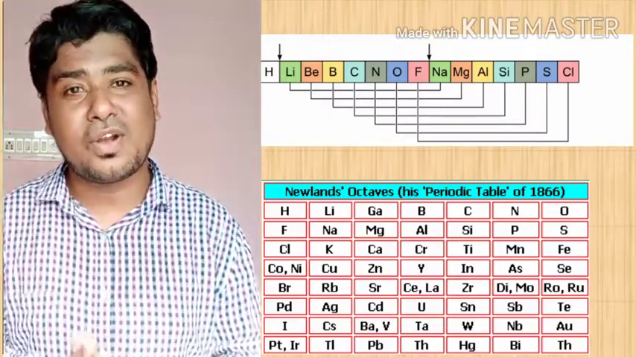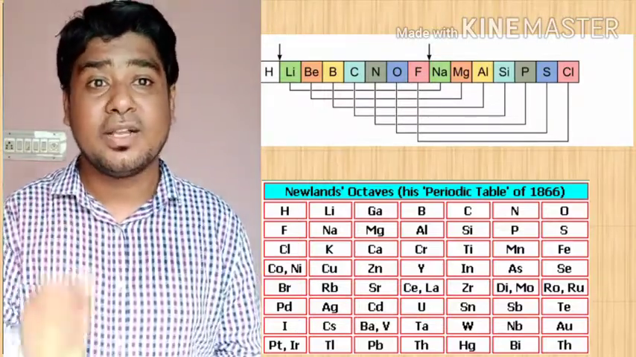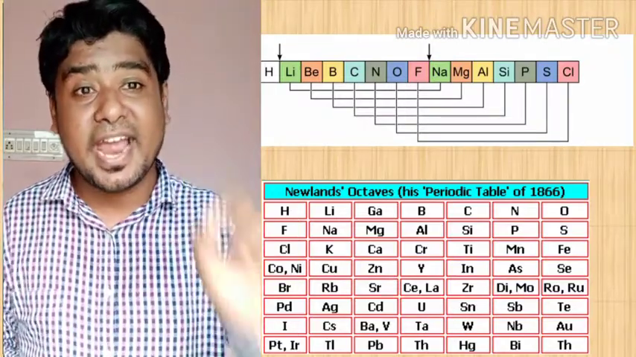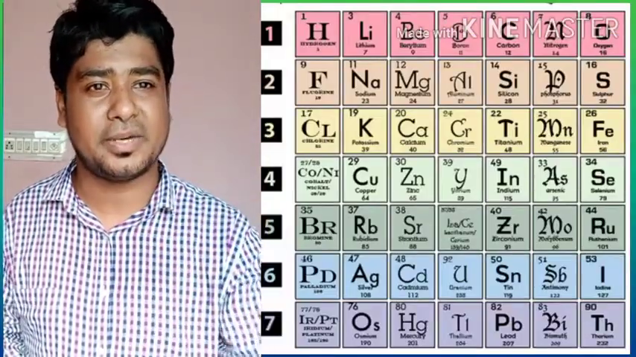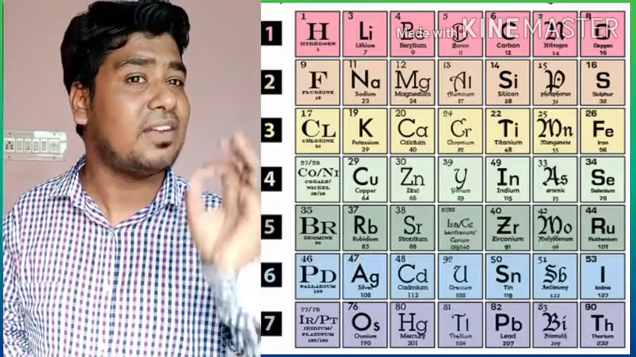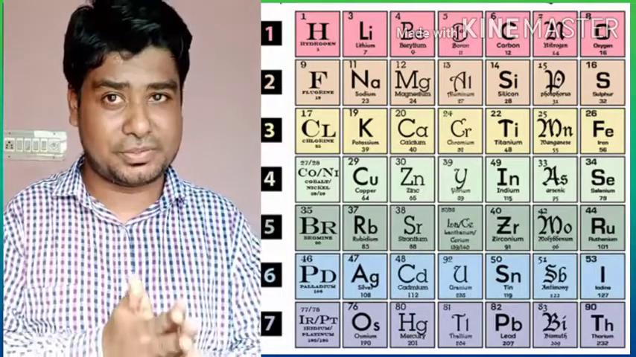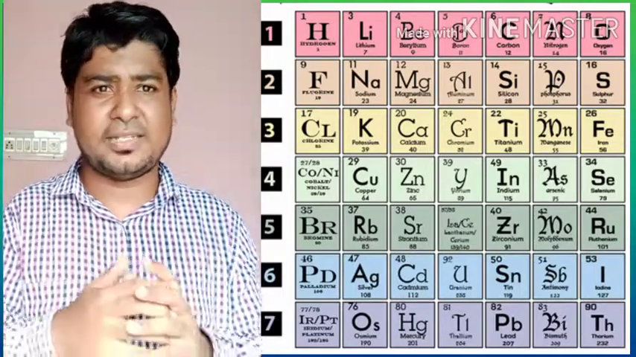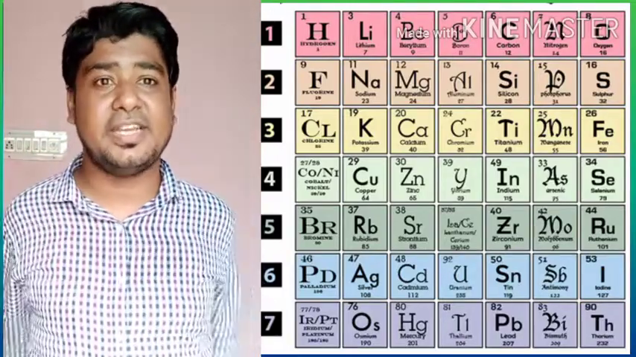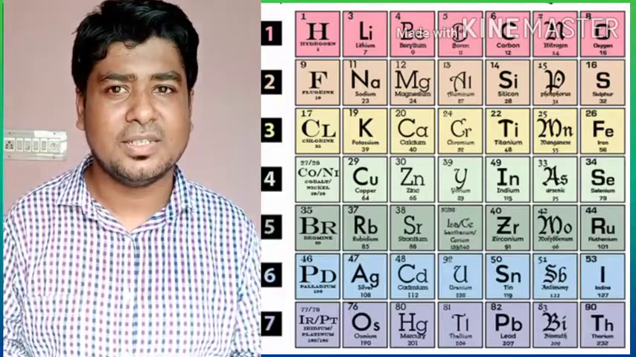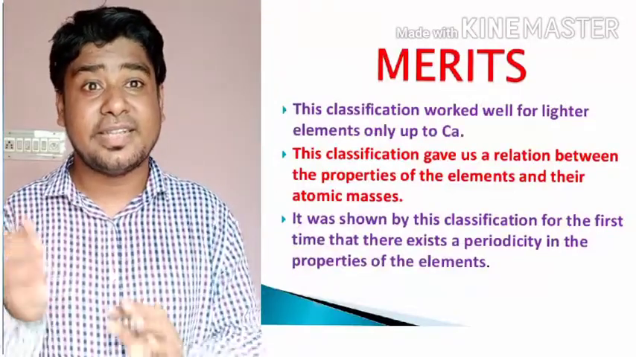According to Newland's law of octaves, he arranged the elements in increasing order of atomic masses. Then he showed the properties repeat at every 8th element. So the 8th element and the first element will have the same properties. The 9th element and the second element will have similar properties. Like that, that is the Newland law of octaves. So the elements that were available, that means discovered at that time, he arranged according to this law of octaves. The good thing is that he showed that there is periodicity.